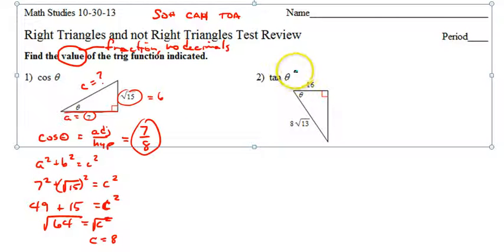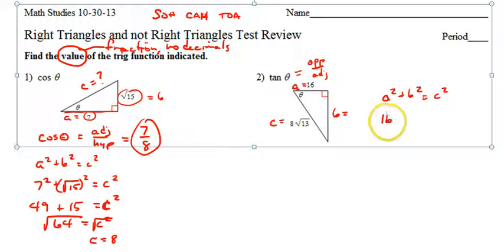Anyways, the tangent of theta. Tangent of theta here is the TOA: opposite over adjacent. Hence the TOA. So opposite, we don't have the opposite, so we got to figure this out. A squared plus b squared equals c squared. I can call this side A, I can call this side B, and this is obviously my C.